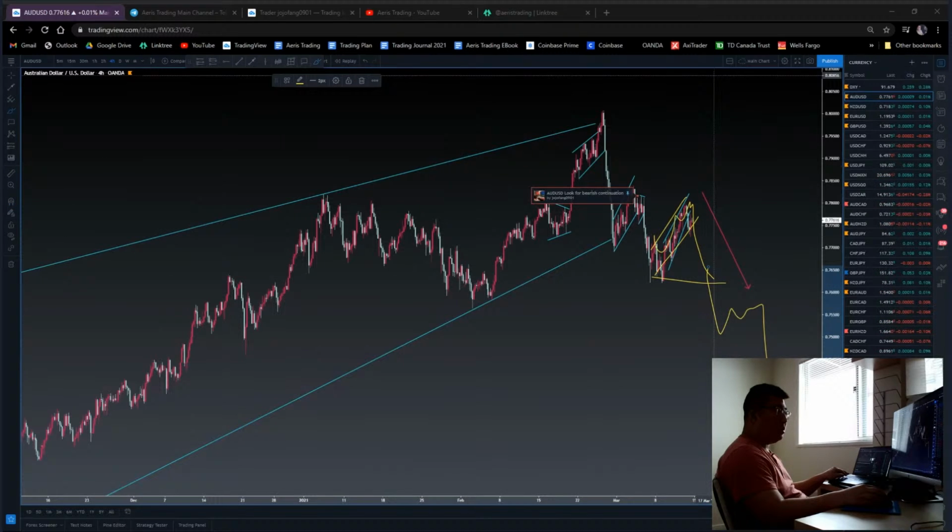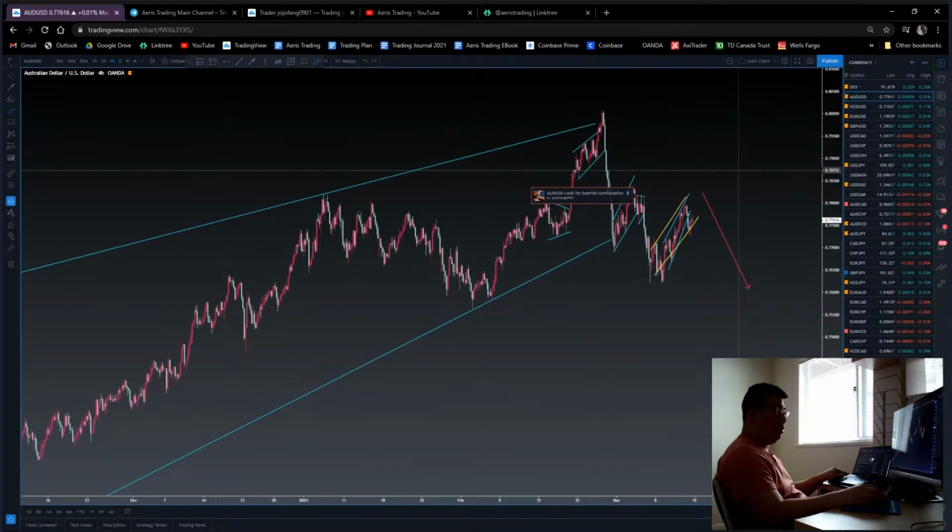Okay, so that's what I see on Aussie dollar. Make sure to see what this lower time frame will give you. Can it give us enough bias to short here to the lows and then break below and continue lower?